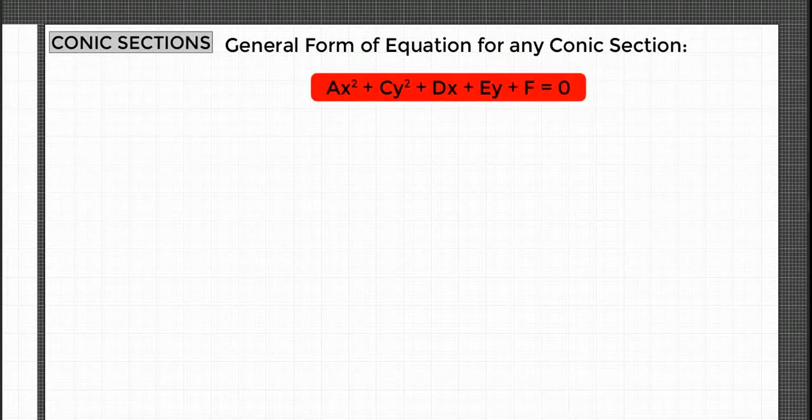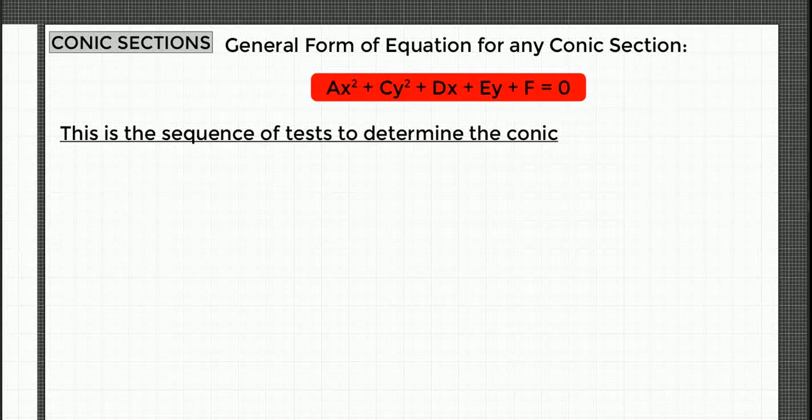General form of equation of any conic section. Any conic can be represented by this quadratic equation: ax squared plus cy squared plus dx plus ey plus f equals 0. Circles, ellipses, hyperbolas and parabolas can be represented by this equation. Now I will tell you how, just by looking at the equation of any conic section, you can tell which section it is.